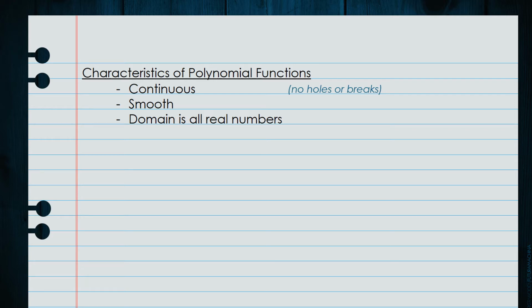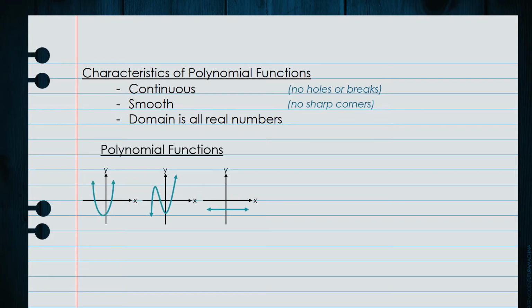For smooth, well, that simply means there's no sharp corners. And then domain is all real numbers means I should be able to use any x values that I want. So let's look at a few examples of polynomial functions. Here's 3 different graphs that all are considered continuous, smooth, and where the domain is all real numbers.